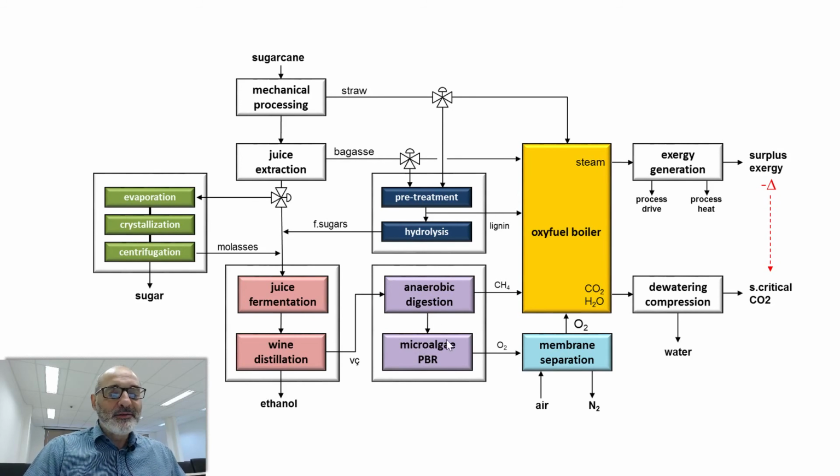For instance, the size of this. If you're going to use a pond to cultivate this, when you do the calculations, how many hectares you need in order to produce the necessary amount of oxygen for the combustion, this area is going to be greater than the area of sugarcane cultivation. You see? So you need to have very effective photobioreactors in order to avoid this type of problem.